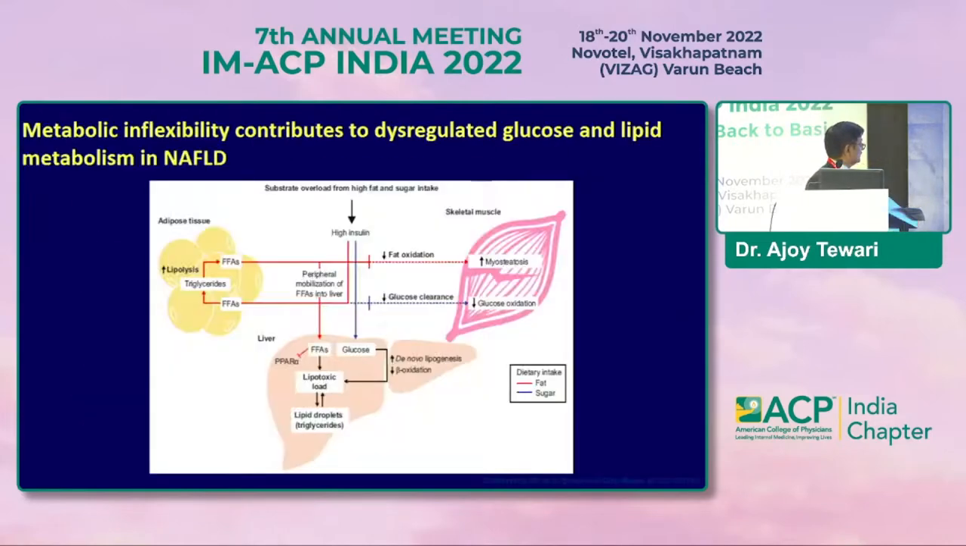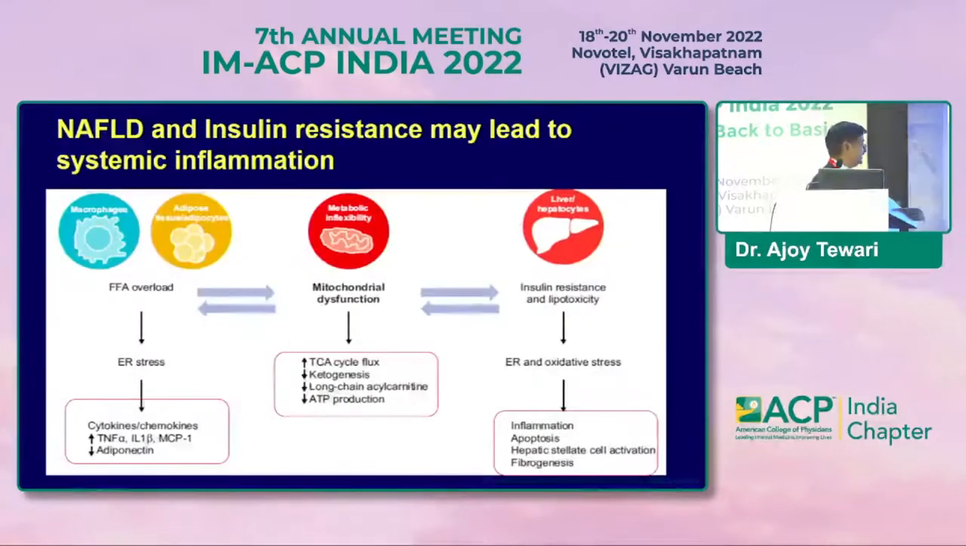So coming to the pathophysiology, metabolic inflexibility contributes to dysregulated glucose and lipid metabolism in NAFLD. So there is overload of high fat and sugar, peripheral mobilization of free fatty acids into the liver, and ineffective or dysregulated PPAR alpha and PPAR related uptake that leads to lipotoxic overload and increased deposition of fat in the liver.